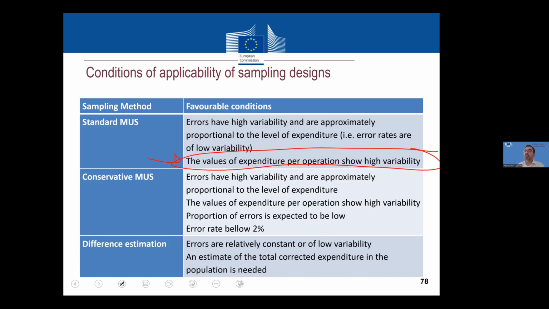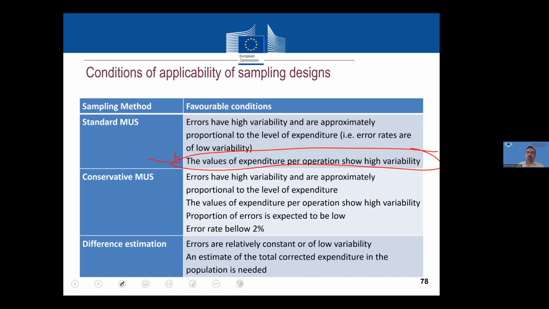MUS is a method that is going to select more frequently the larger operations and less frequently the smaller operations. Now, if this is true, this means that we can only profit from this characteristic of MUS in situations where the operations are very different from one another in terms of expenditure. This condition is important to make sense to apply MUS, but it's not enough.